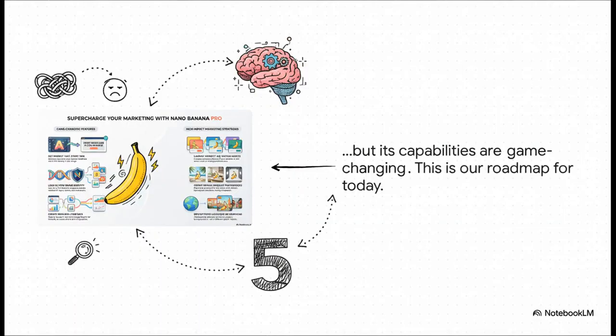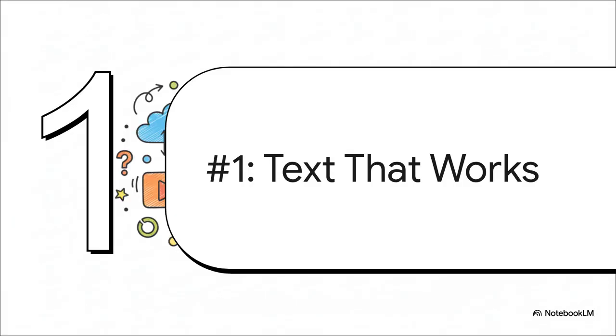So despite the, let's call it a quirky name, its capabilities are genuinely a big deal. We're going to walk through the 5 core features that make this model so powerful, and we're going to start with the one that solves that massive headache we just talked about. All right, number 1, text that actually works. I mean, for years, AI's inability to spell correctly or render clean text has been this huge, frustrating limitation. Well, it looks like Nano Banana Pro is tackling this head on.